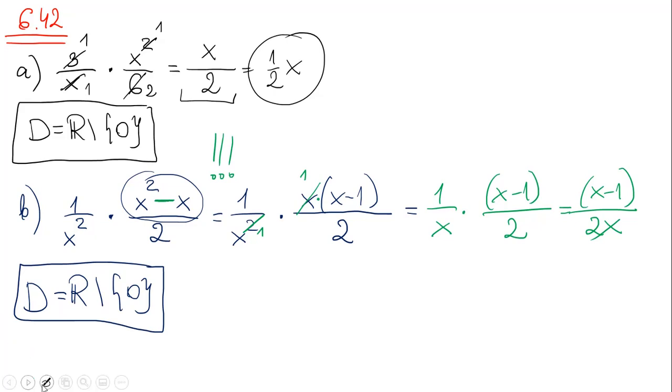So let's go to C. 4 over x plus 1 times 2x plus 2, over 8x squared.